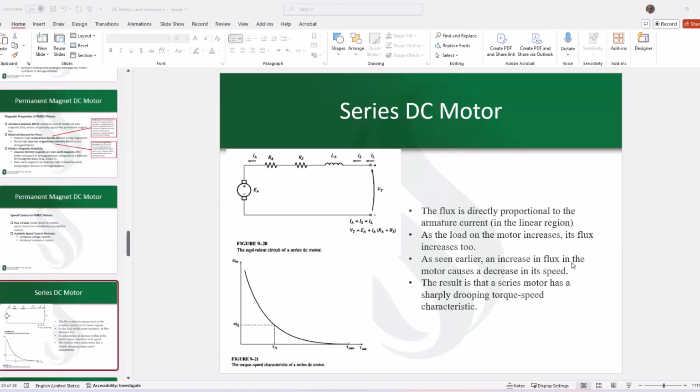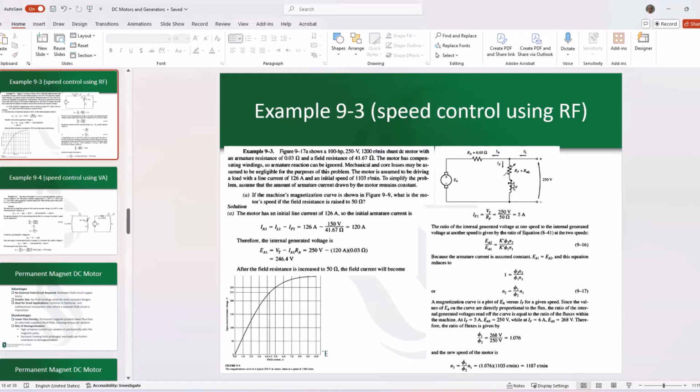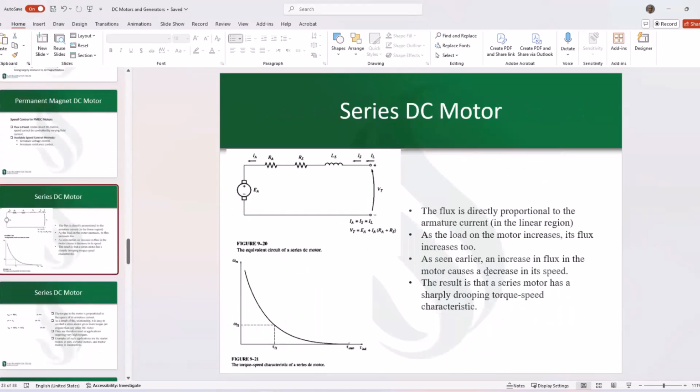As we saw earlier, an increasing flux will cause a decrease in the speed, right? You saw in the shunt DC motors that when we increased this resistance, it decreased I_F, which decreased the flux, which then increased the speed. So if you want to compare from there to here, an increase in flux would result in a decrease in the speed. So the result would be that a series motor has a sharply drooping torque speed characteristic. And it's shown in here as well.